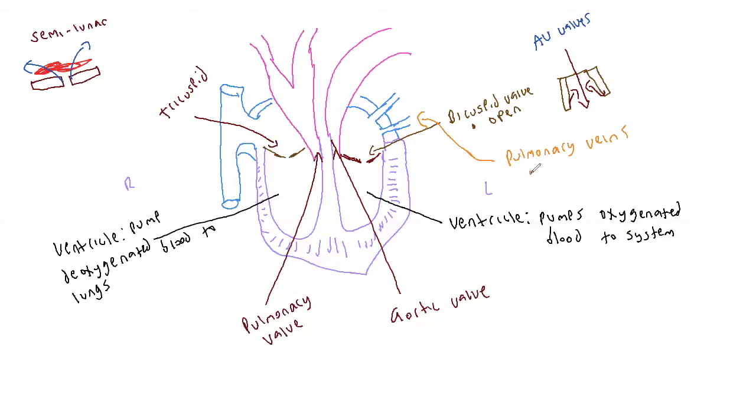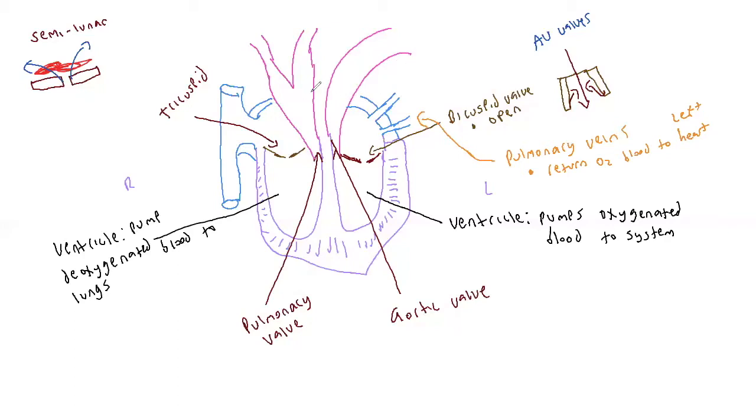So pulmonary veins are the only veins in the body that return oxygenated blood to the heart. Really, the textbook definition of a vein is it returns blood to the heart. Textbook definition of an artery is it moves blood away from the heart. But the pulmonary veins are one exception. They return oxygenated blood to the left atrium specifically.